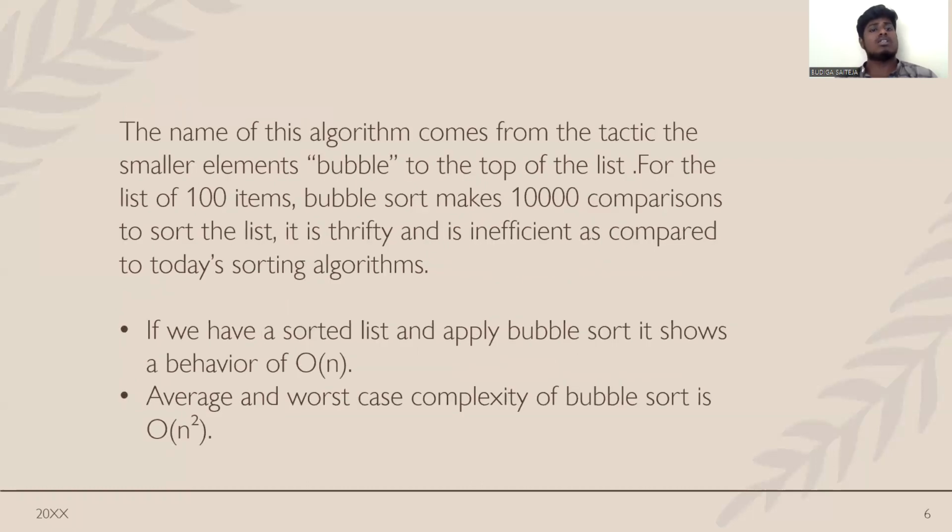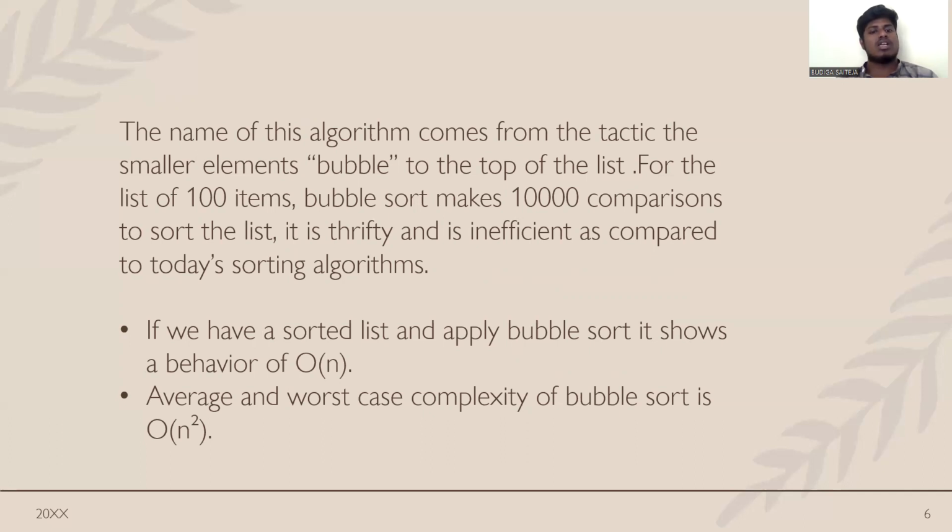The name of this algorithm comes from the way it moves the smaller elements, called bubbles, to the top of the list. From a list of 100 items, bubble sort makes 10,000 comparisons to sort the list. It is inefficient compared to today's sorting algorithms.